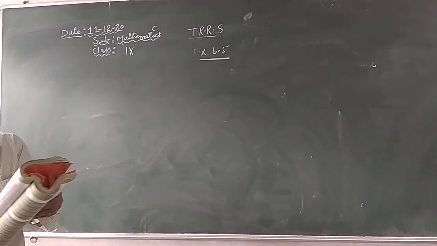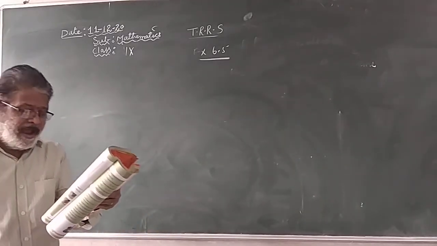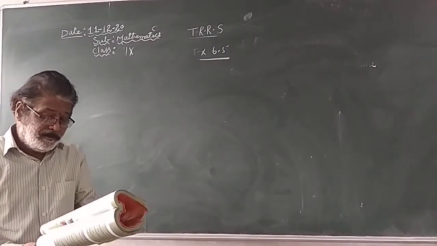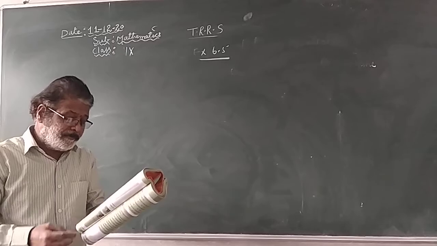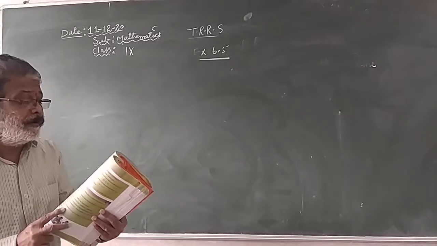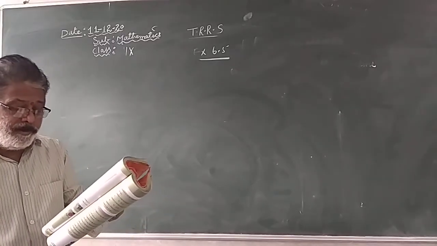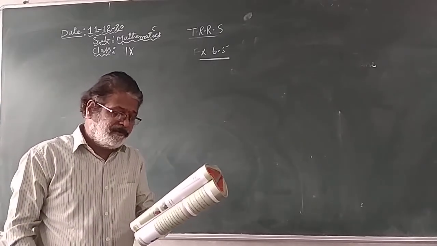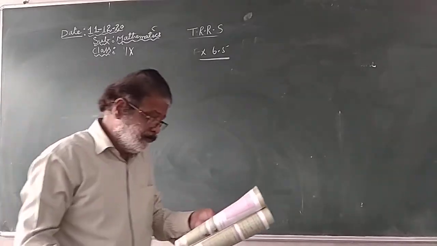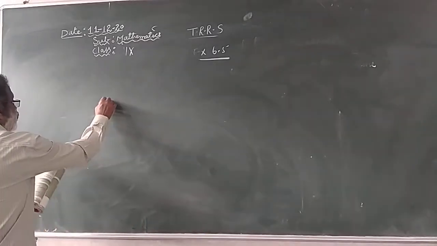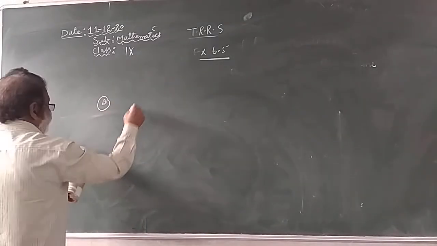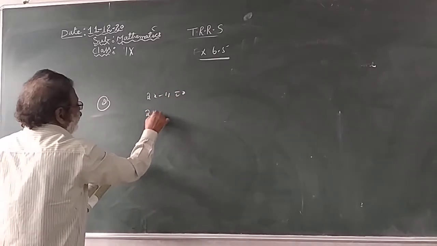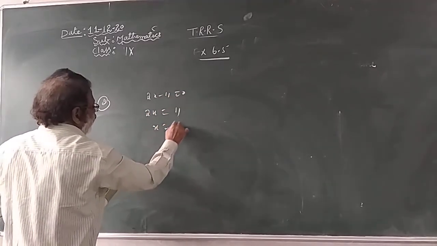Give the graphical representation of 2x minus 11 equal to 0, as one variable or two variables. 2x minus 11 equal to 0, so 2x equal to 11. x equal to 11 by 2.